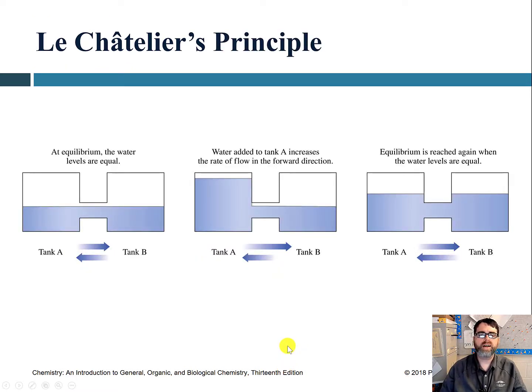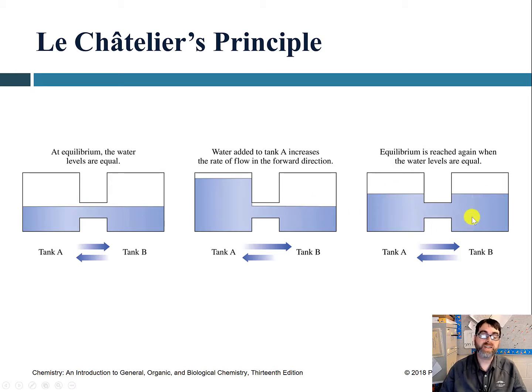The analogy here is that we have two tanks that are connected and the water level will reach equilibrium. Well, if later on we add water to A, now the two are not equal. And so we're going to have the rate of the forward reaction, if you will, here, the water flowing out of tank A into tank B, increase. And it will keep going there until there is a new equilibrium.